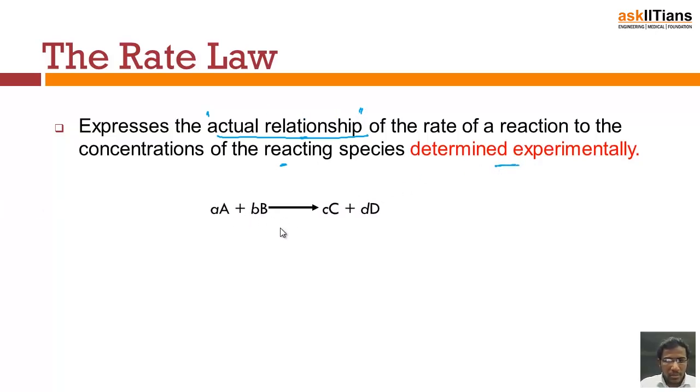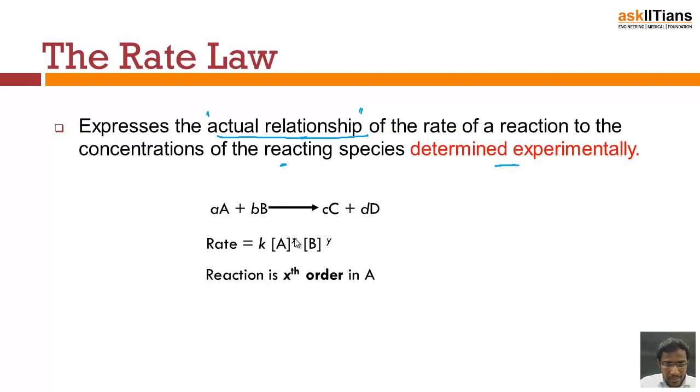Let's take a general reaction where A and B are the reactants, giving products C and D. The rate of this reaction as per the rate law is equal to k into the concentration of A raised to the power x and the concentration of B raised to the power y. Here x and y are the exponents which may or may not be equal to the stoichiometric coefficients. Sometimes they are equal, but sometimes they are not. It is not necessary that x should be equal to a and y should be equal to b, because it is determined experimentally and not directly deduced from the given chemical equation.